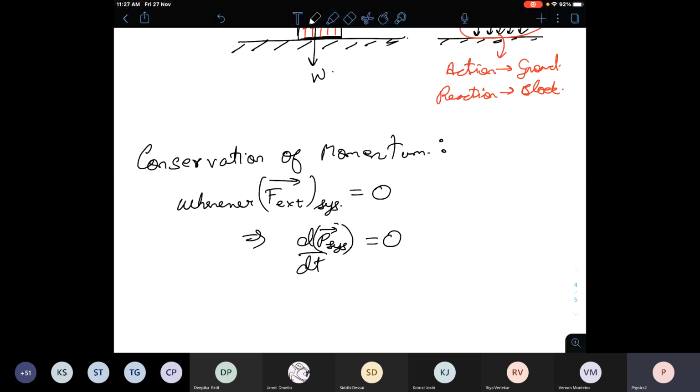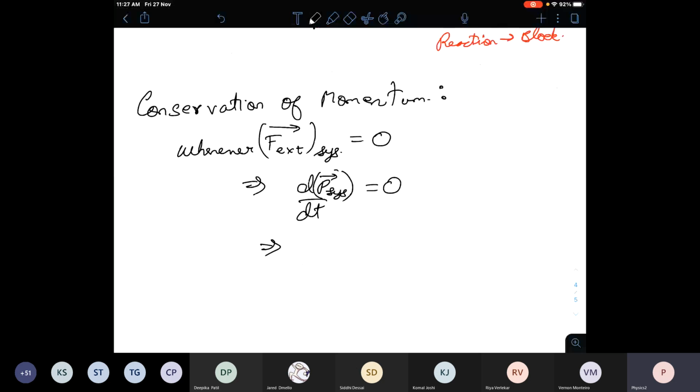Simple. So if you solve this further, if you integrate it, you get that the momentum of the system becomes equal to constant. That means your initial momentum is equal to the final momentum. This is called conservation of momentum, that your momentum is constant.